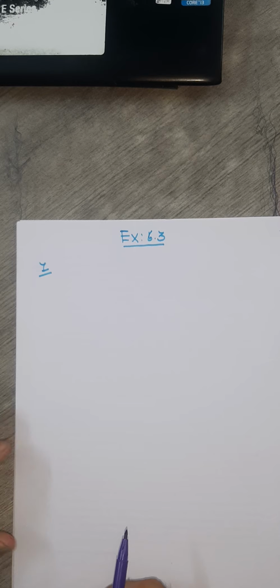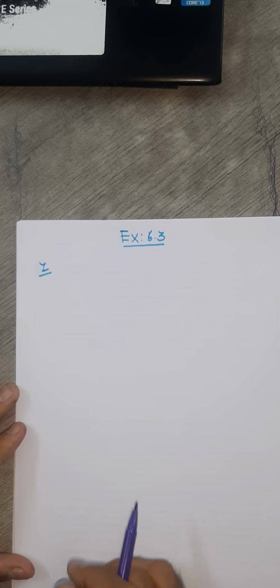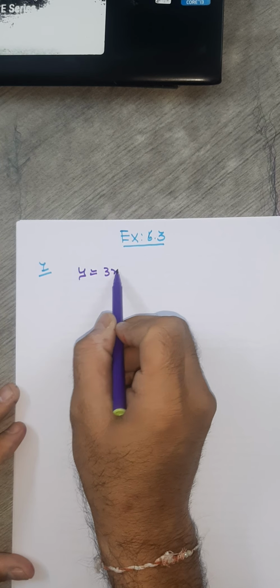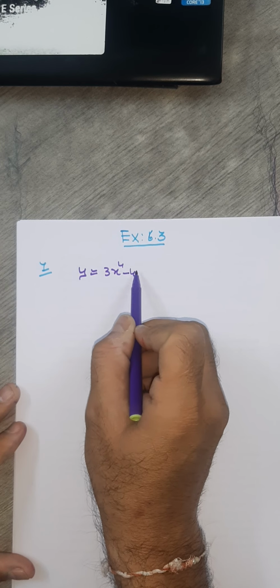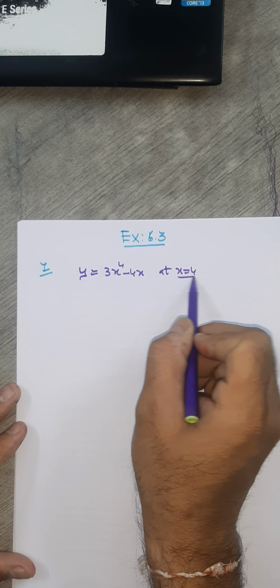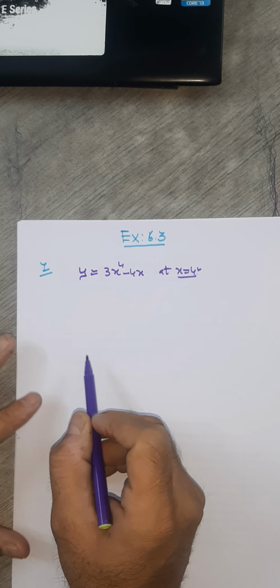First question, 6.3. Find the slope of the tangent to this curve. So you are given the curve. Slope of the tangent means immediately what we need to recall? Derivative. At which place you are asked? At x equals to 4. That means this is x0.